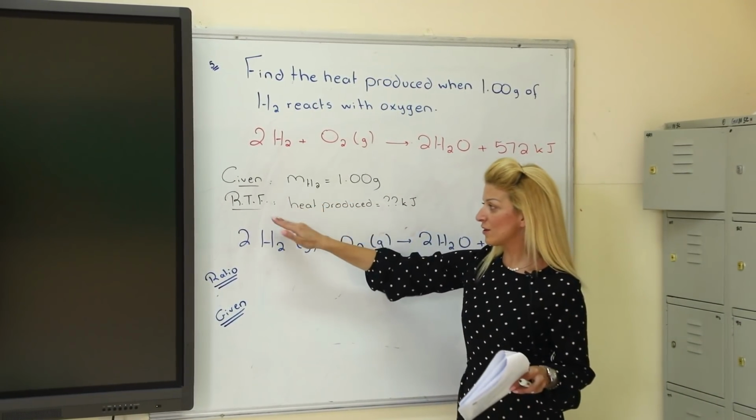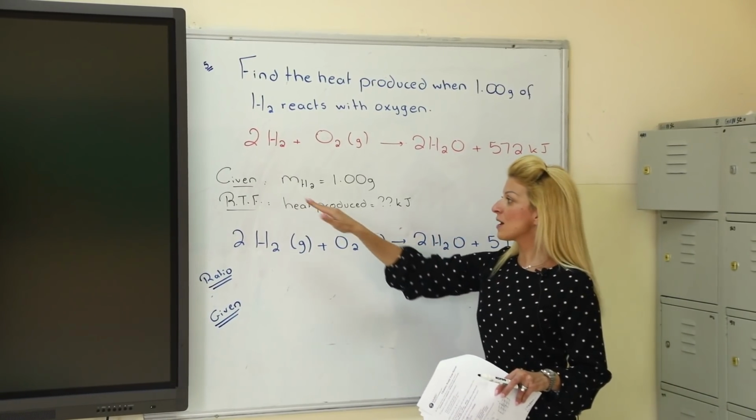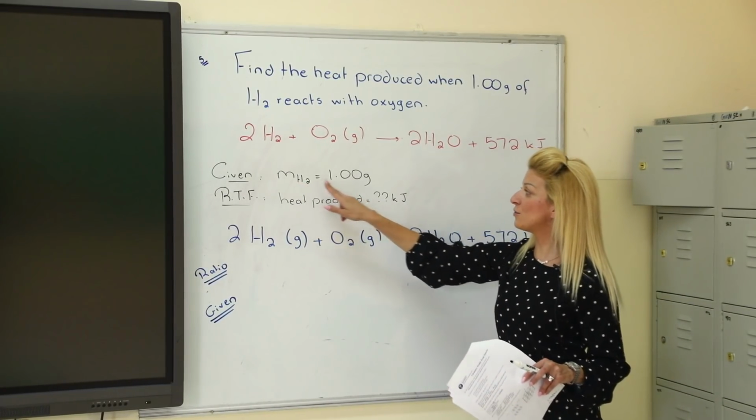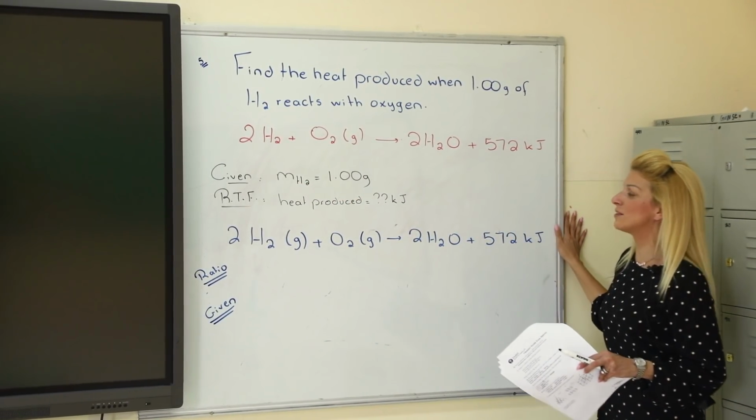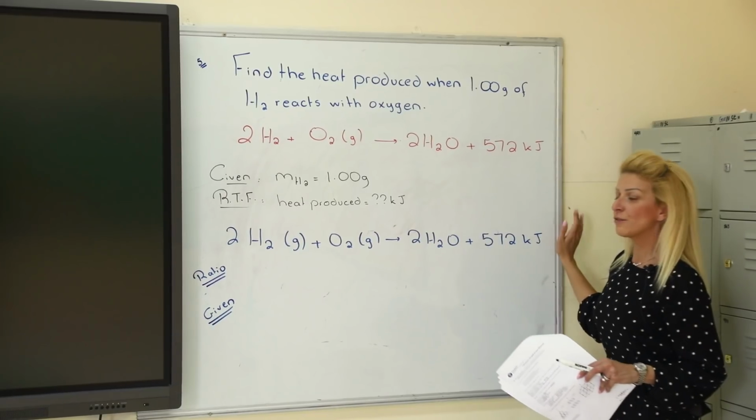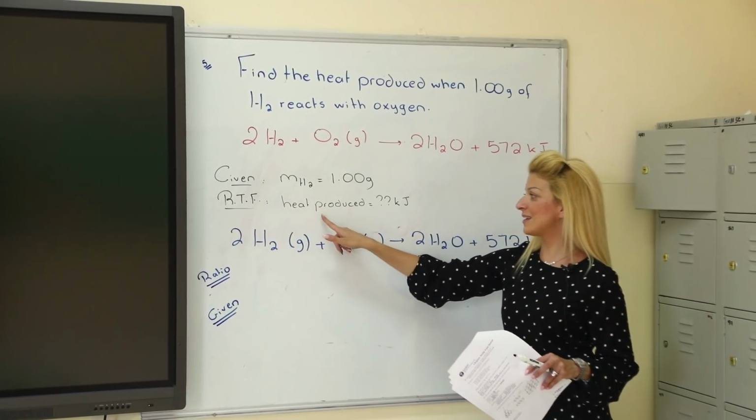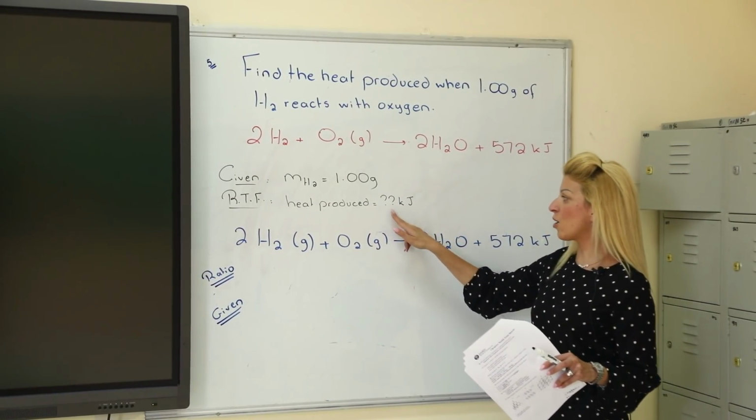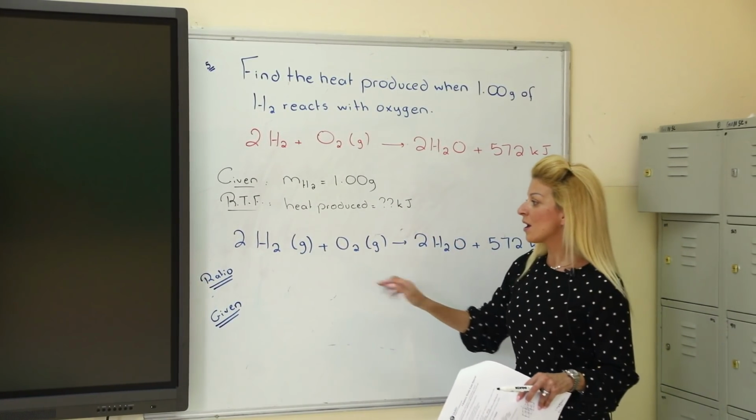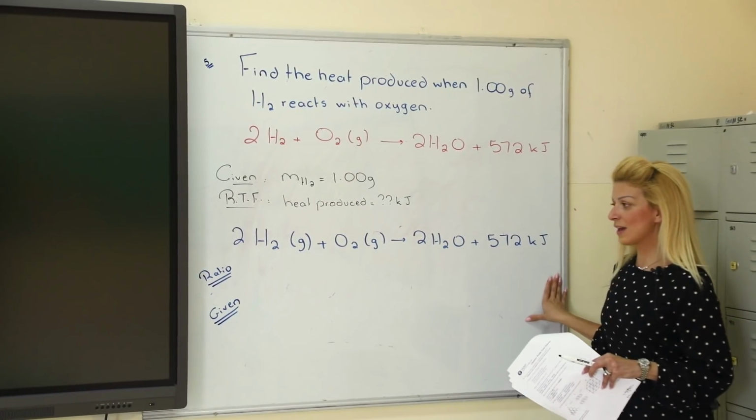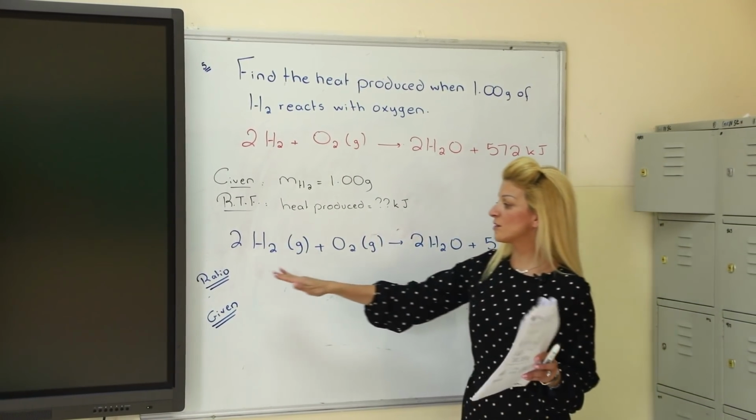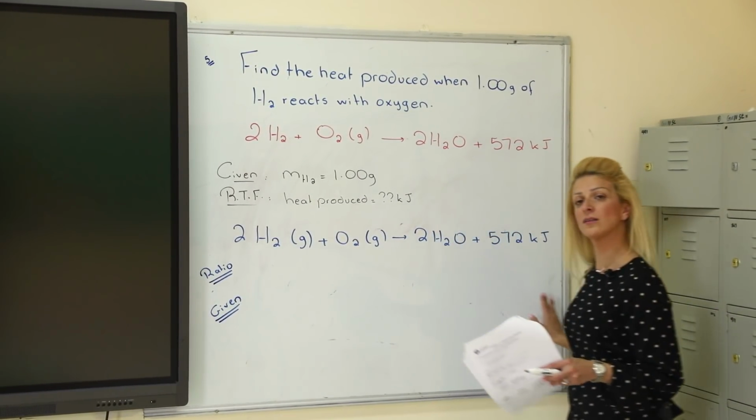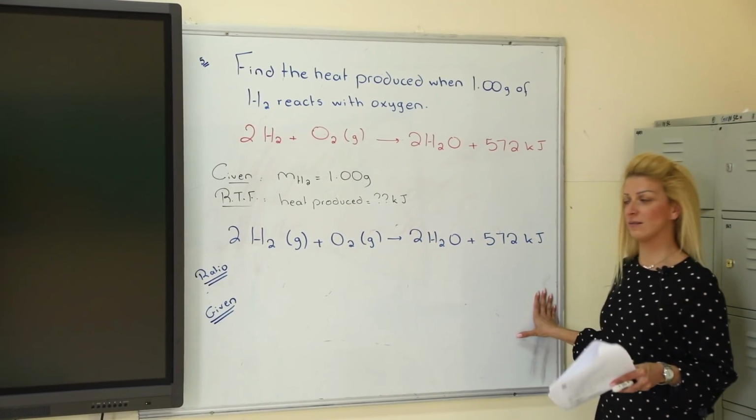So we write the given and the required to find. The given from our original question is the mass of hydrogen is given to be 1.00 grams. The required to find is the heat produced in this reaction. So the heat produced is how many kilojoules. We rewrite the equation and we write the ratio in its most convenient form and the given, and then we cross multiply to get our final answer.